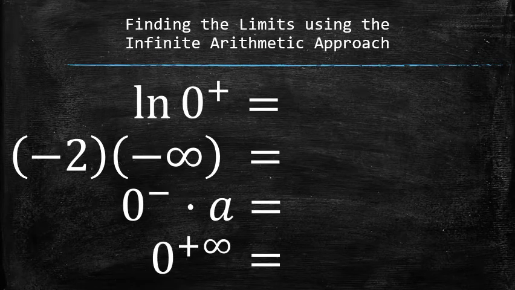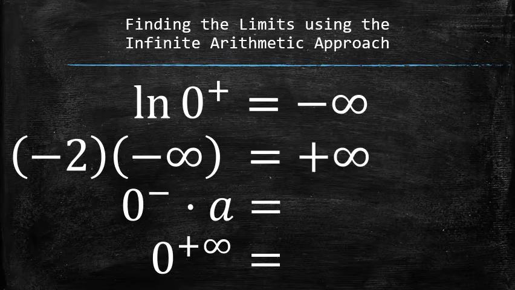Here's the final set. Take a moment to think about it before I write down the answers. Logarithm of a small positive number is a negative large quantity because logarithms have a vertical asymptote at 0. The product of a negative finite number and a negative large number will be large and positive. A very small number multiplied by a finite number will result in a small product. Multiplying 0 by itself infinitely many times will result in 0.